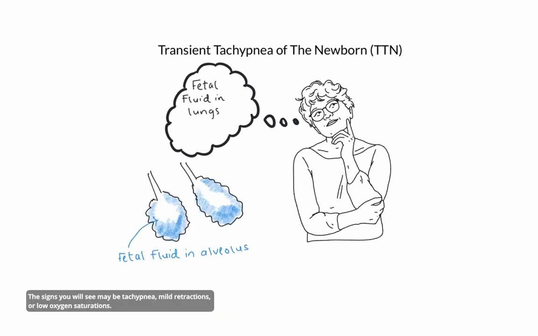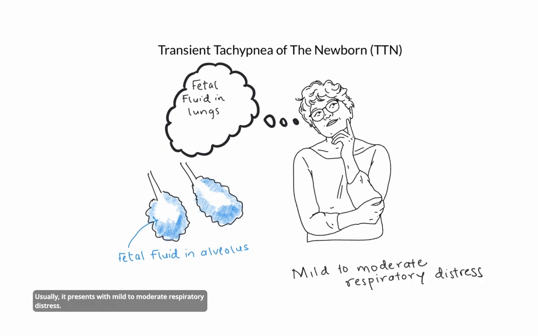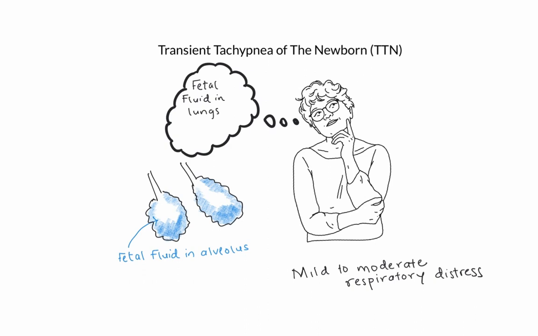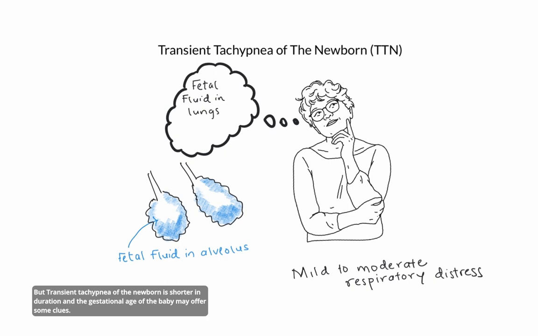The signs you see may be tachypnea, mild retraction, or low oxygen saturation. Usually it presents with mild to moderate respiratory distress. If you see central cyanosis, then it's severe and the baby may need oxygen support. Sometimes it may be difficult to differentiate transient tachypnea of the newborn from mild RDS, as they may have similar symptoms. But transient tachypnea of the newborn is shorter in duration, and the gestational age of the baby may offer some clues.